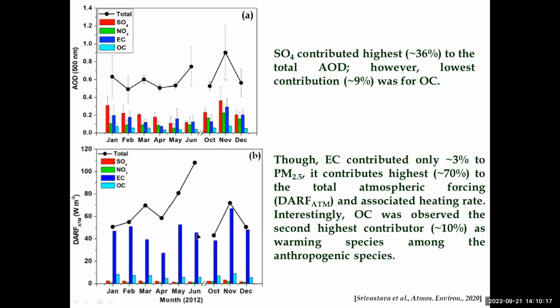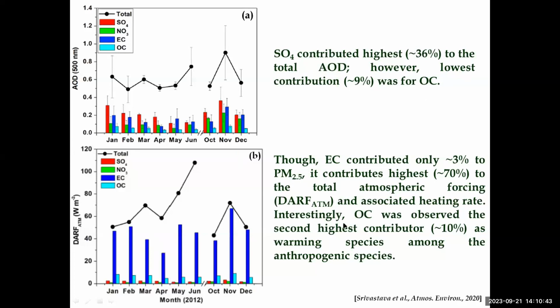If we look at the radiative forcing, elemental carbon, which is one of the most radiation-absorbing types of particles, was found to contribute only 3% to the total PM2.5, but for radiative forcing, it contributed the highest, about 70% of the total atmospheric radiative forcing.